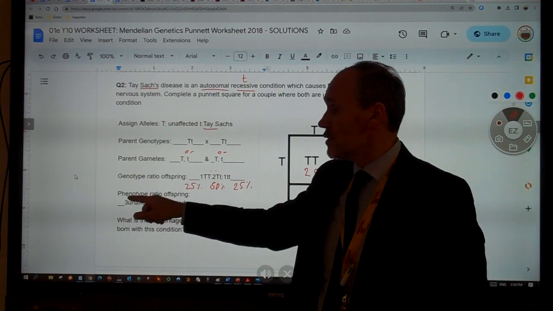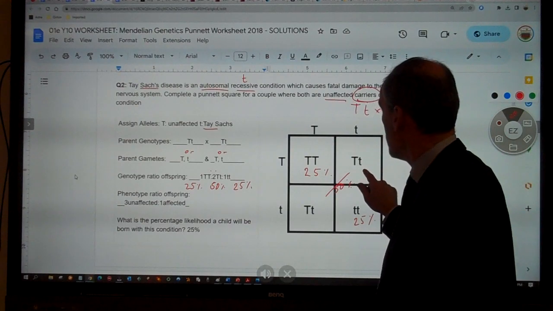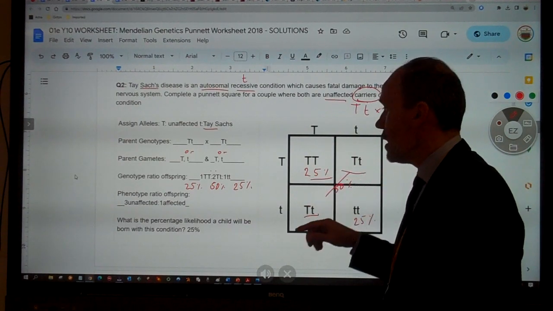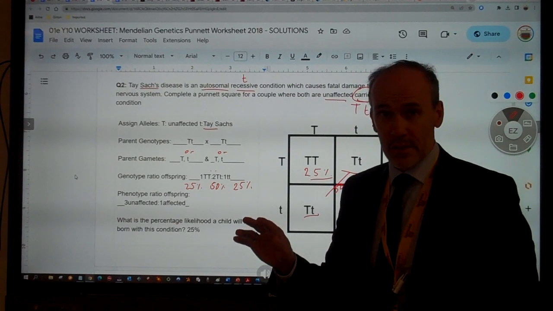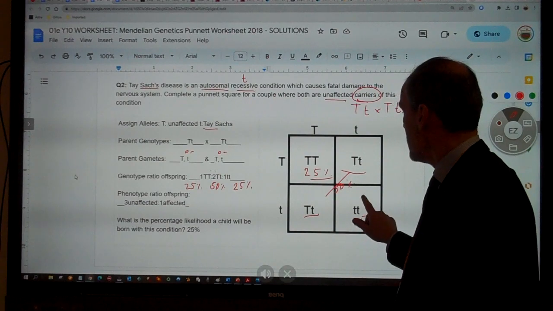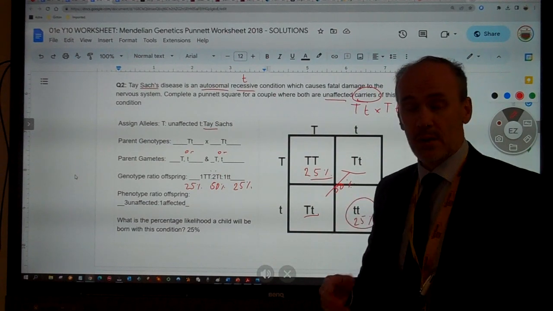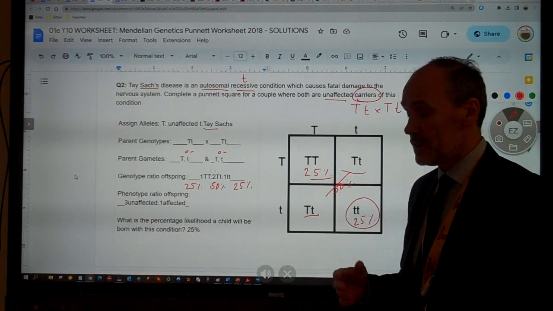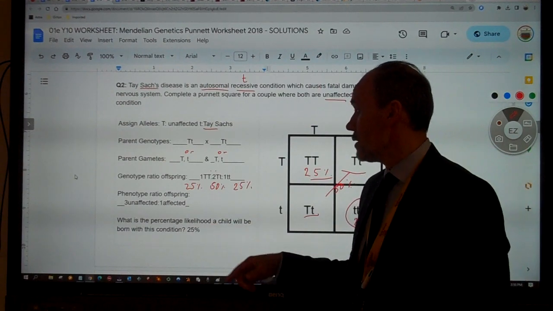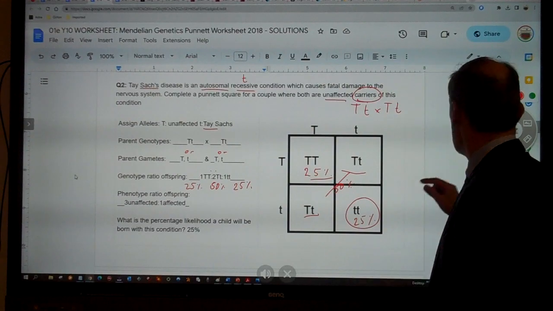Phenotypic ratio, the phenotype is what we see. So this one here, this one here, this one here, because there's a big T present, will be unaffected. They will not show symptoms of Tay-Sachs. Any children unfortunate enough to have the double recessive will be little t little t, and they will have Tay-Sachs, 25%. What's the percentage likelihood a child will have this condition? 25%.